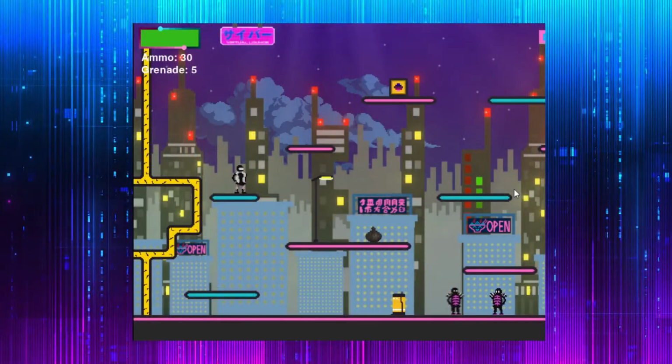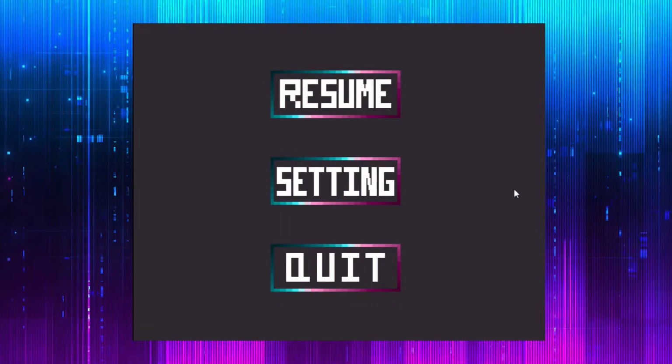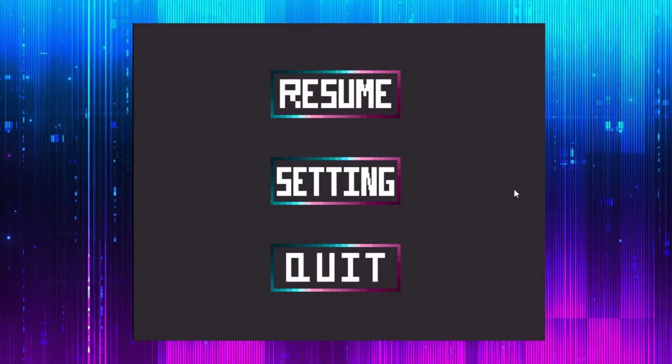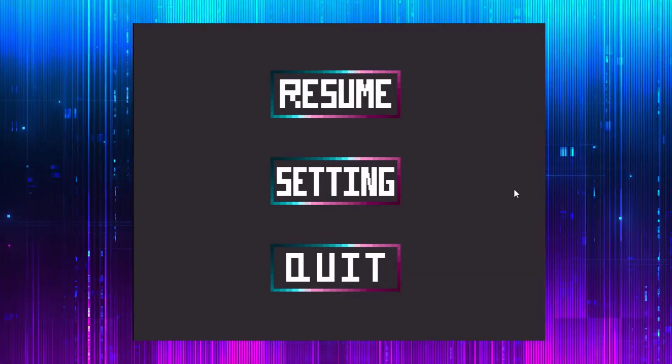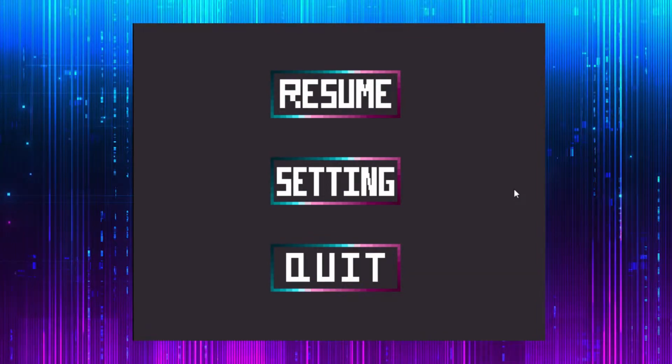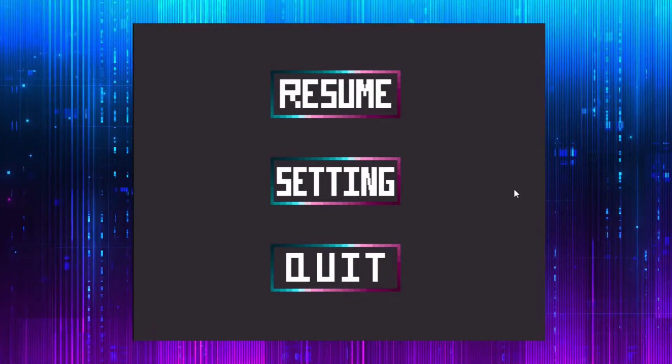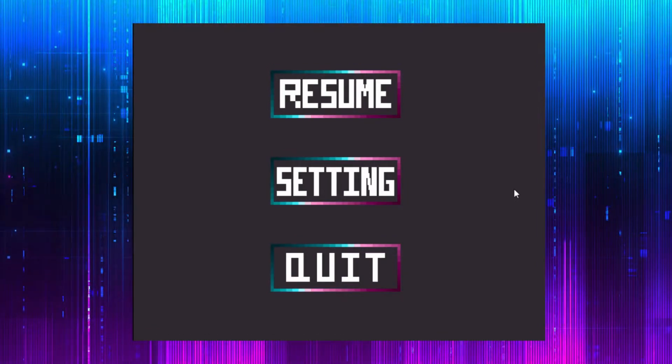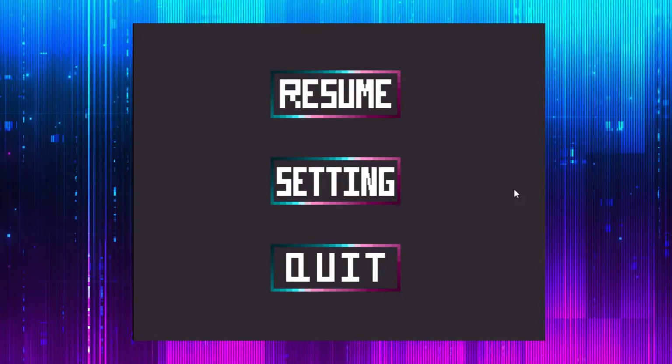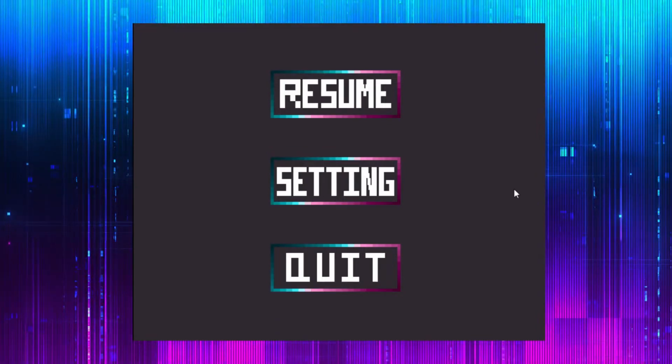If we come back to the main menu, you can also see the quit button, which will simply leave the game if you click on it. And another thing is that if you press the escape key while playing a level, it will pause the game and you will see a menu similar to the main menu, which will show the resume button to continue your adventure, the settings button which will let you change, save and reset settings like we just saw, and the quit button to leave the game.